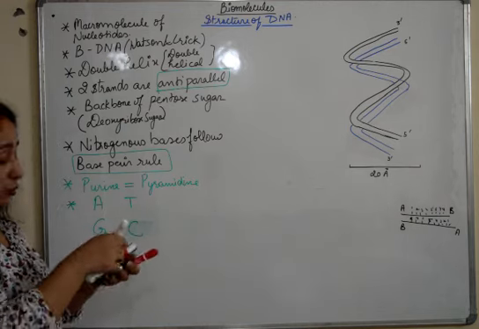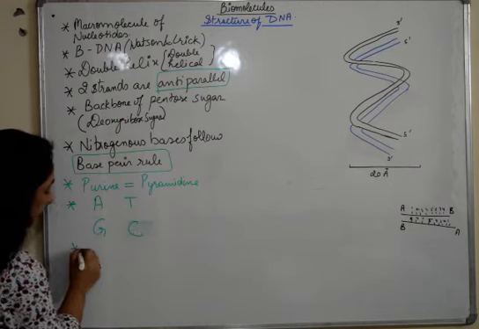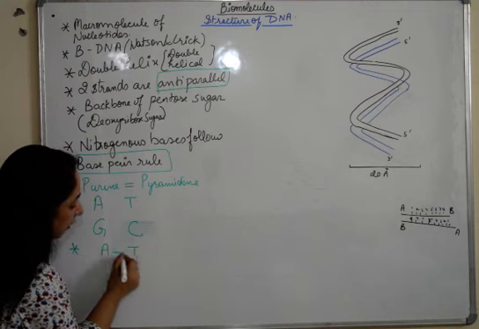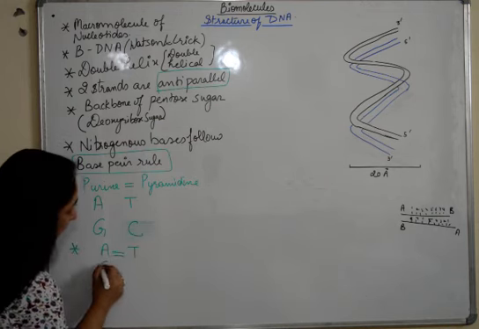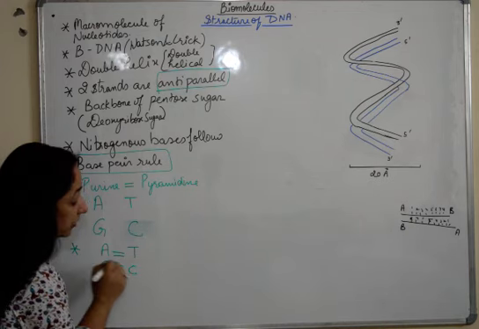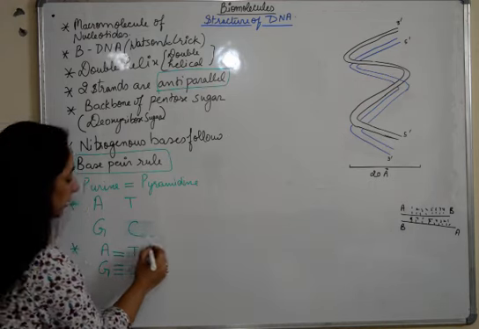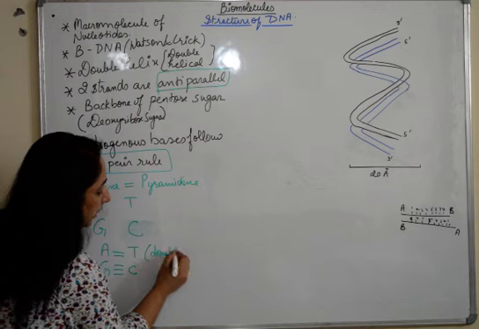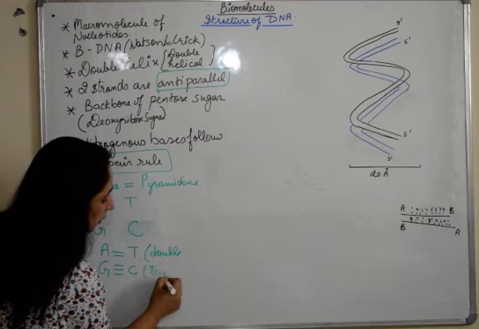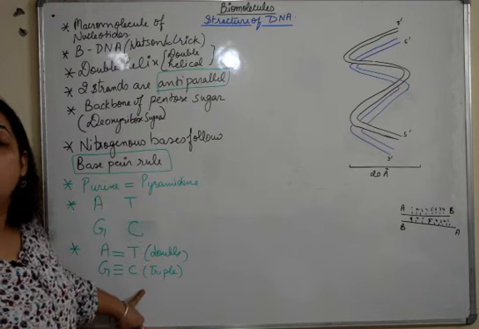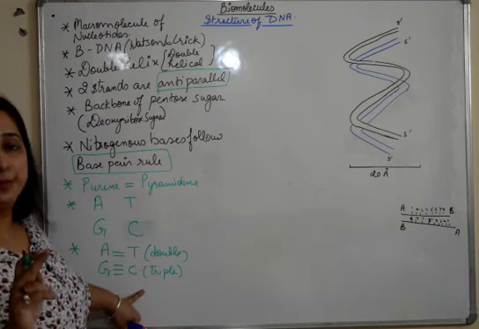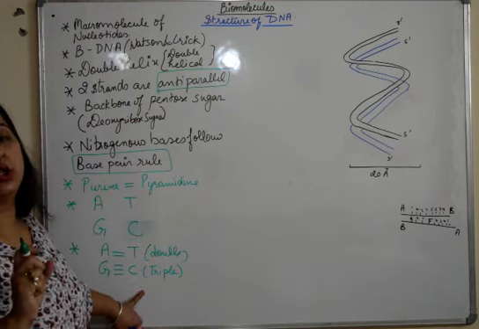This is the second rule. Third rule: adenine and thymine always have a double hydrogen bond between them, and guanine and cytosine will always have a triple bond between them. There is a double bond and here we have the triple bond. Now these are fixed. This is a rule which they follow when the nitrogenous bases pair together to form the DNA.